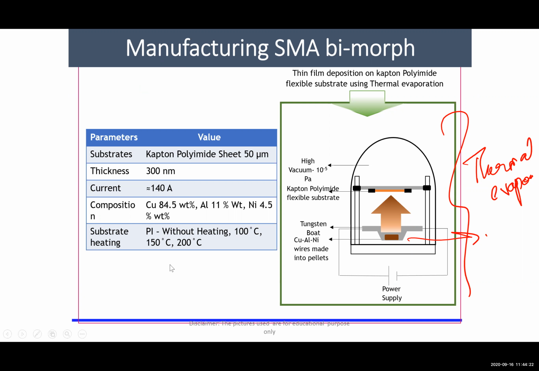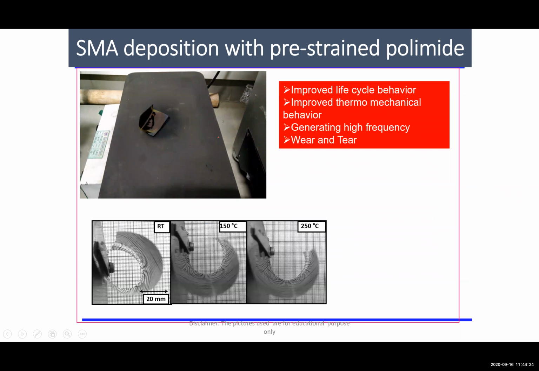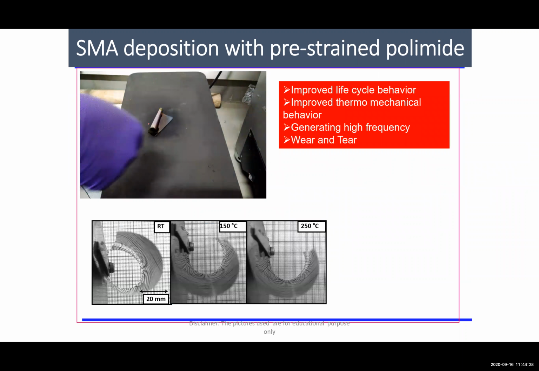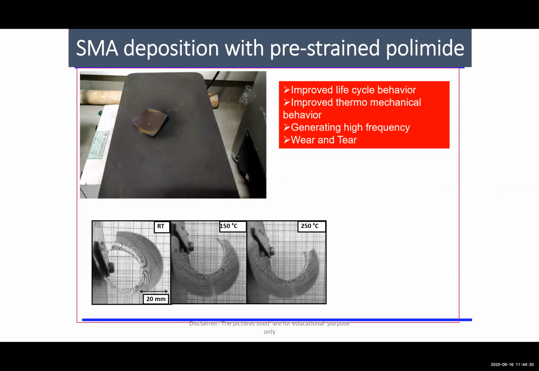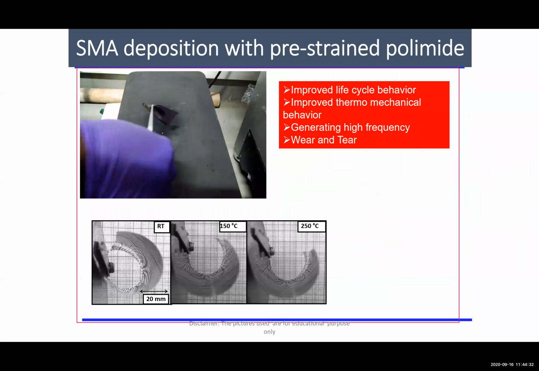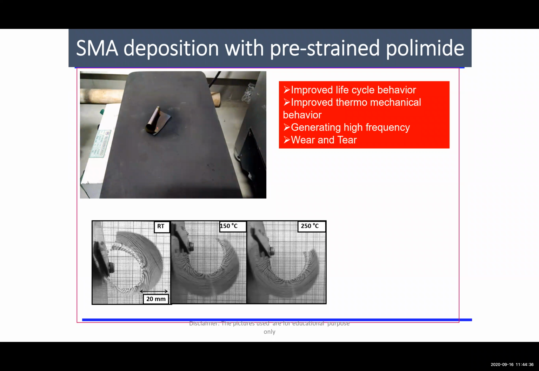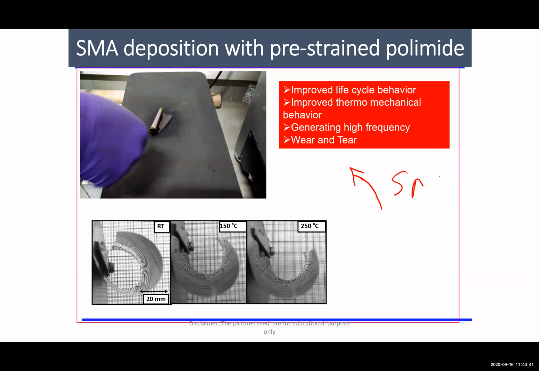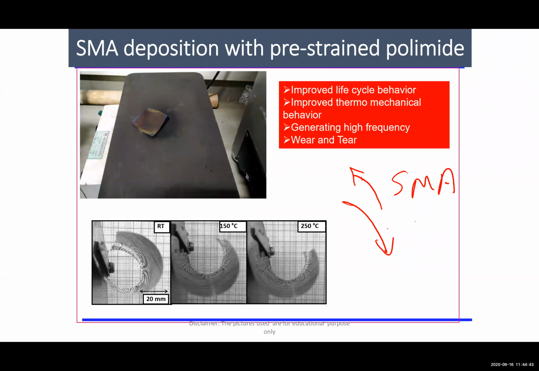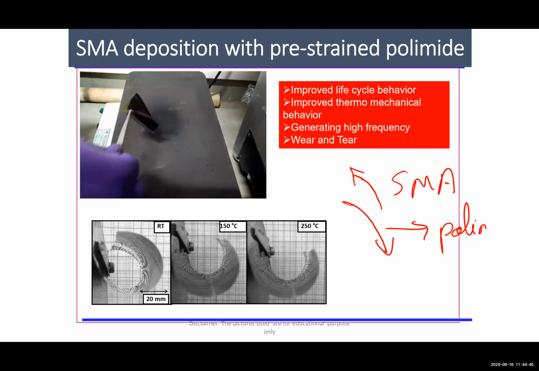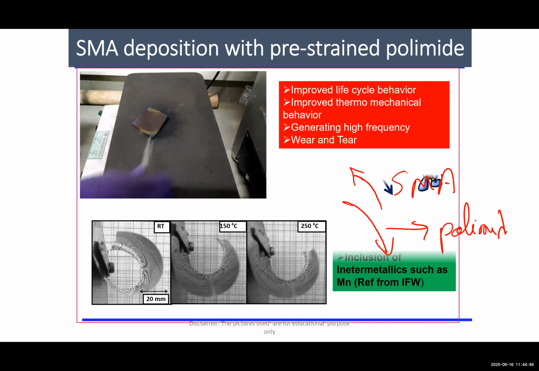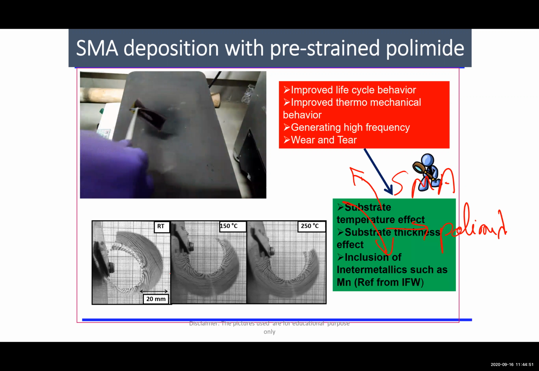In this case, this is the overall actuation characteristics of the shape memory alloy. This is a small hot plate. On this hot plate, I'm putting this shape memory alloy bimorph. The one-way actuation is taken care of. That is, the forward actuation is taken care of by the shape memory alloy, and the reverse actuation is taken care of by the polyimide.